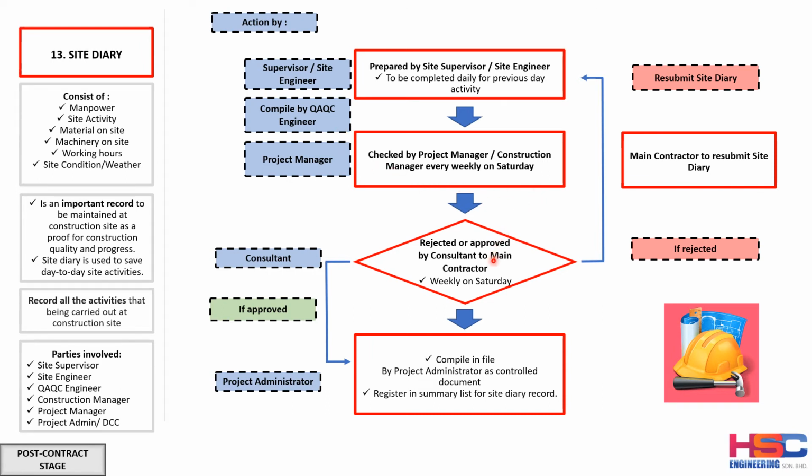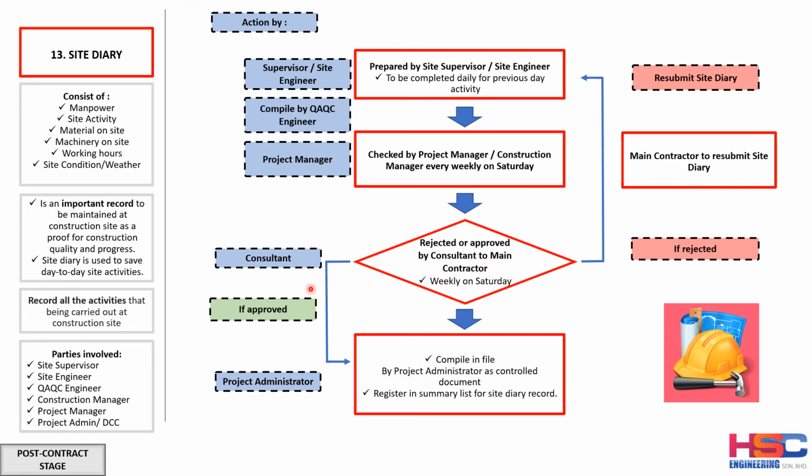And then once the project manager has signed, it will be passed to the client consultant, or the client representative on site, to sign. It can be done weekly, on Saturday or Friday also. And if it's rejected, the main contractor has to resubmit the site diary. Again, the process will be repeated until it's corrected, and then it goes back to the consultant to sign.